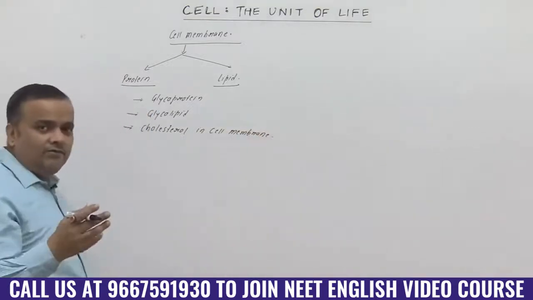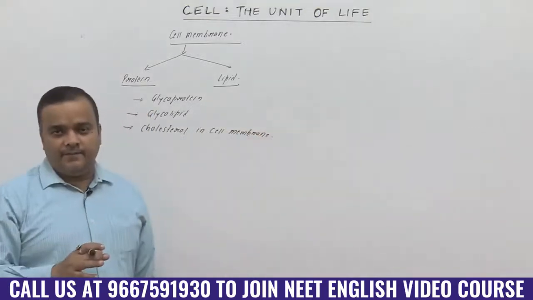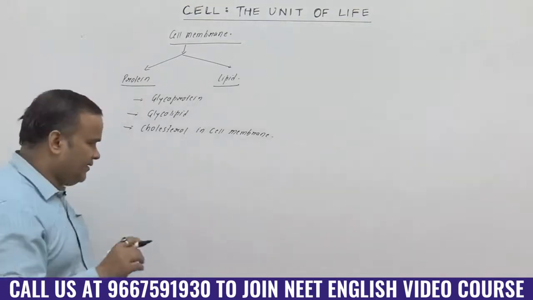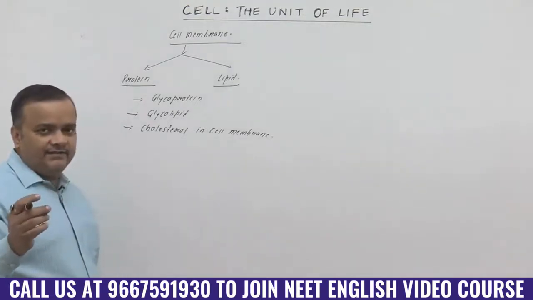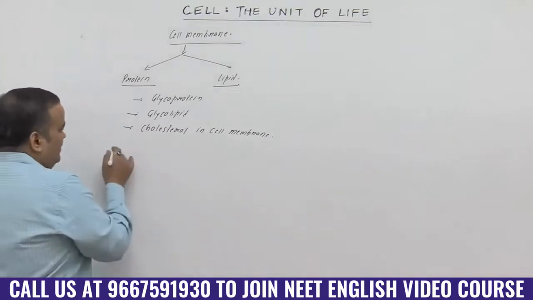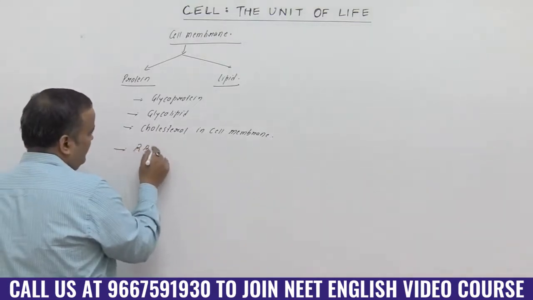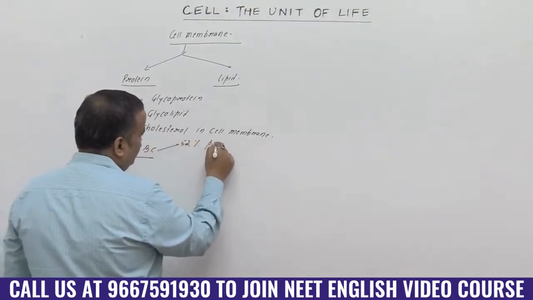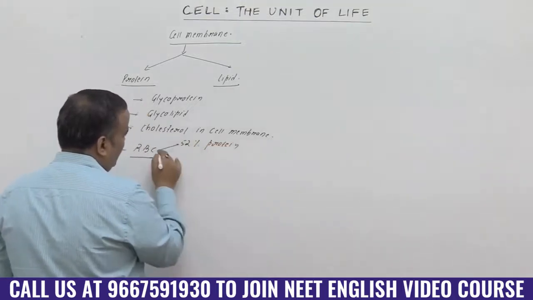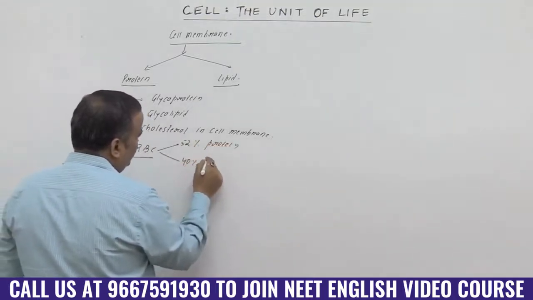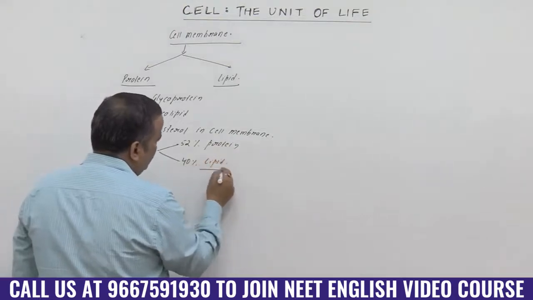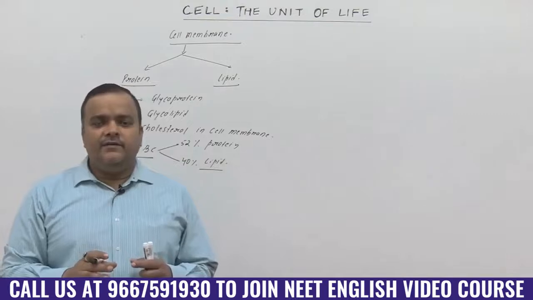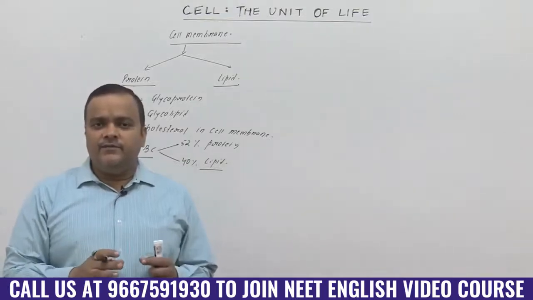Now, the amount of protein and lipid is variable. It depends upon the function performed by that particular cell. For example, the most extensively studied cell for the cell membrane is RBC. In RBC, we have 52% protein and 40% lipid.